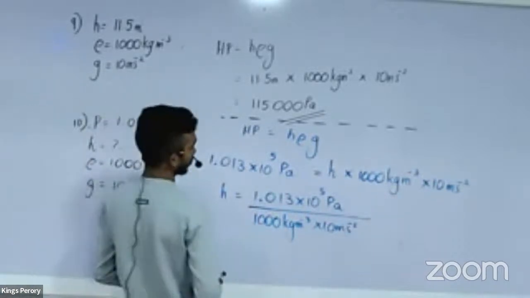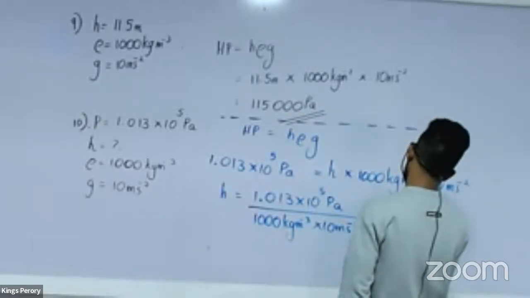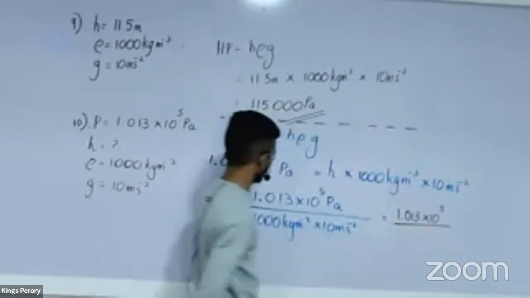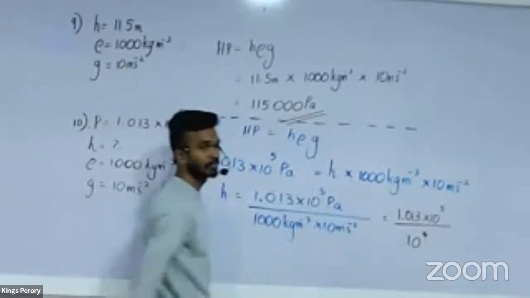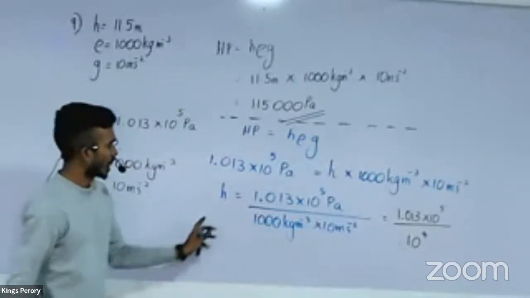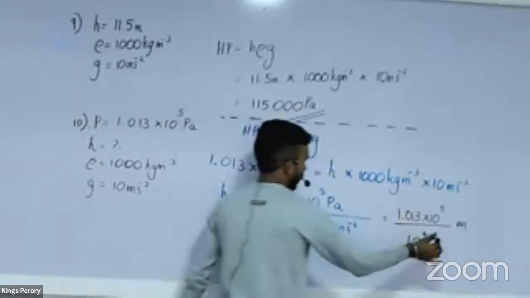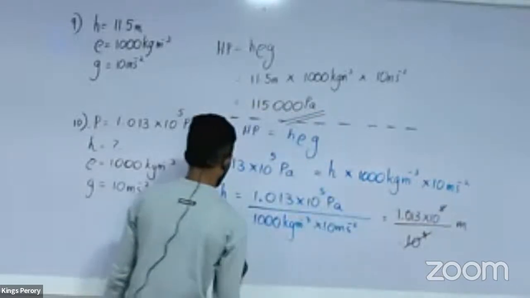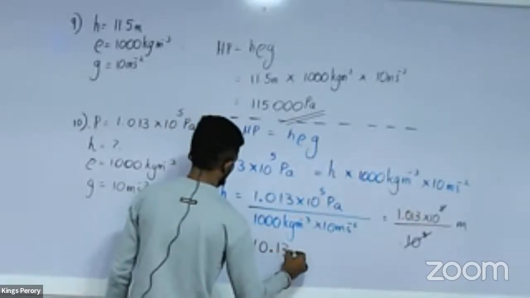To make the calculation a bit easier, I will rearrange this. 1.013 into 10 to the power 5 divided by 1000 into 10 is 10 to the power 4. Agree? 1, 2, 3, 4 zeros, 10 to the power 4. Height is measured in meters. Now simple calculation. 10 to the power 4 and 5 cancel out. You have 1 there, multiplied by 10. Height is 10.13 meters.